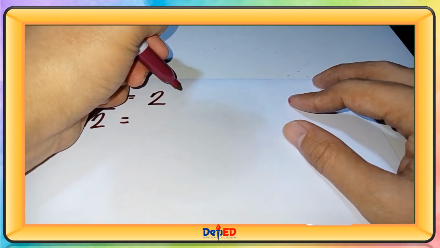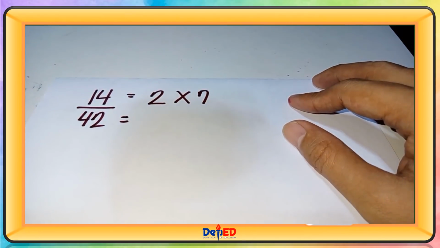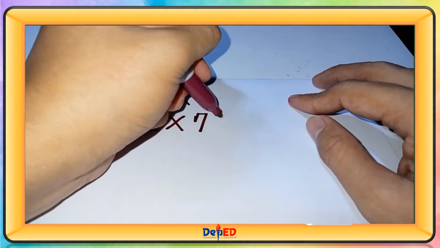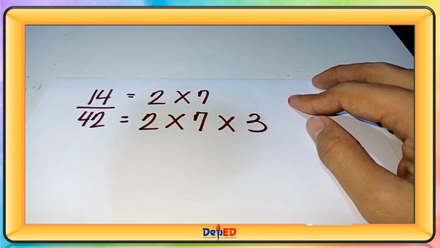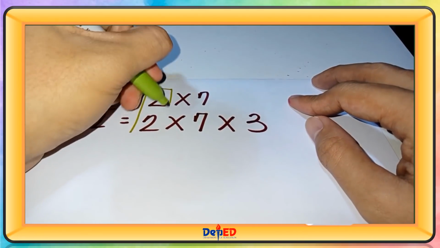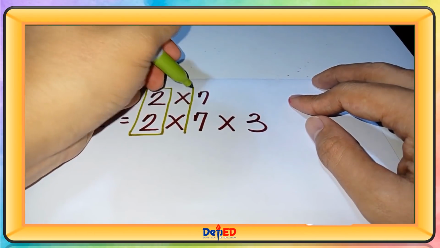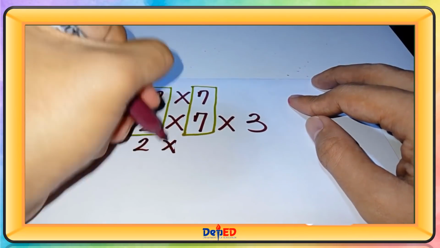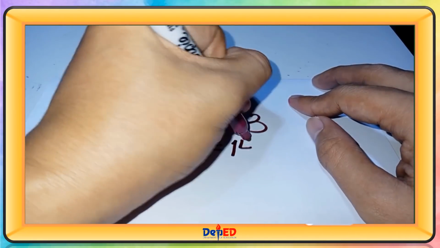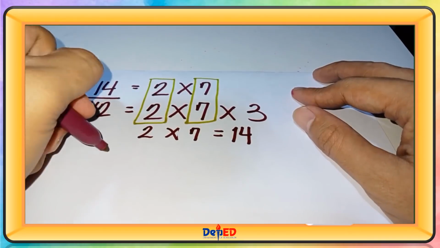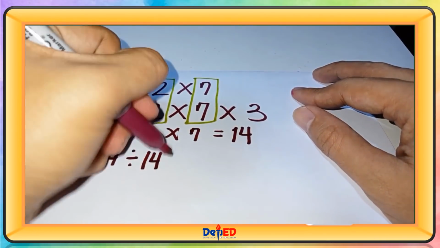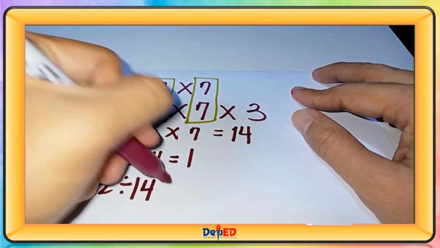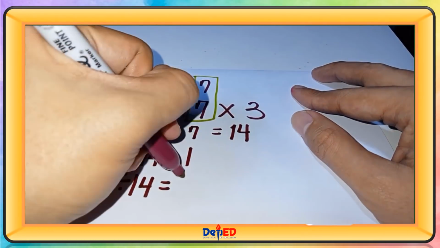14/42. 14 is 2 times 7. 42 is 2 times 7 times 3. We have two common factors, 2 and number 7. 2 times 7 equals 14. 14 divided by 14 equals 1. 42 divided by 14 equals 3.